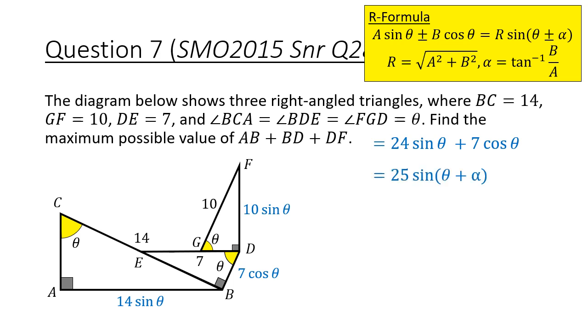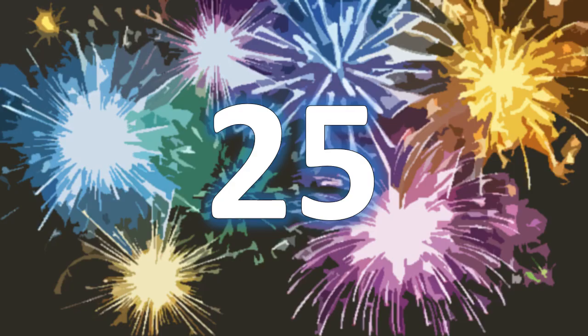We would get R sine of theta plus alpha, where alpha is totally unimportant, and R is the square root of 24 squared plus 7 squared. Now we can find the maximum because sine theta varies between 1 and -1. The sum must be between 25 and -25. The reader is encouraged to try this question using the calculus method as an alternative. Hence, the final answer is 25.